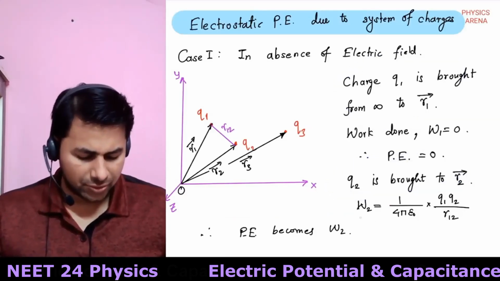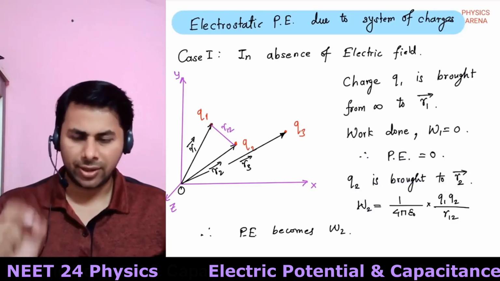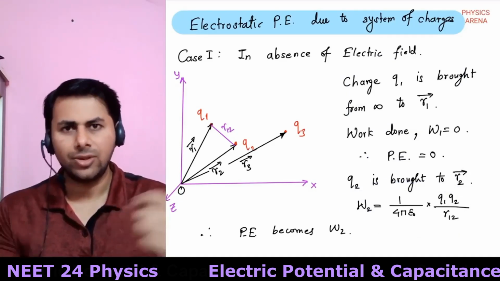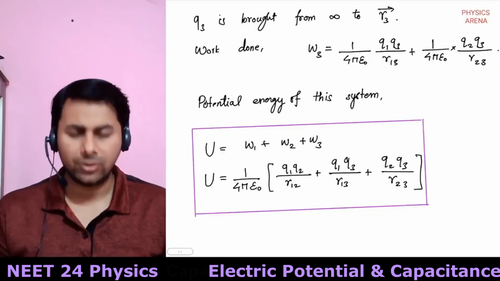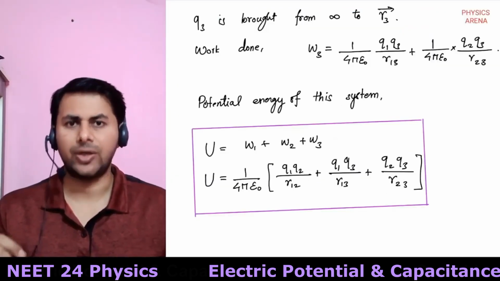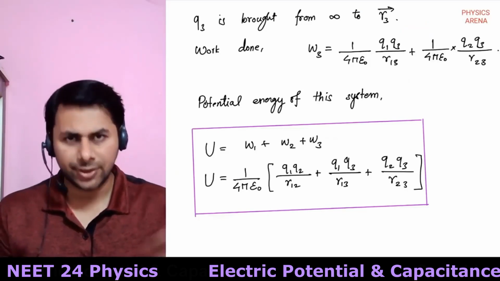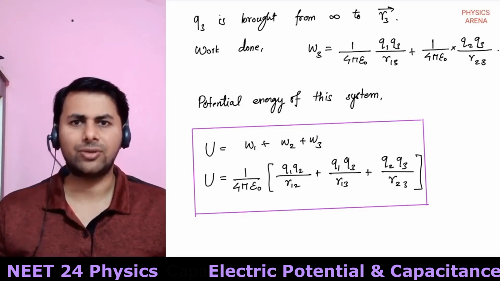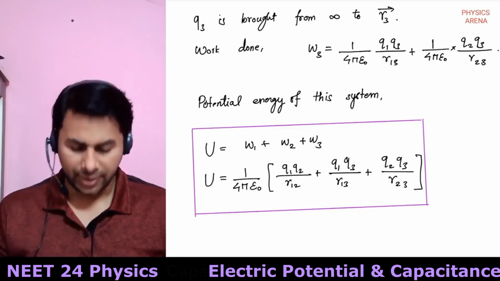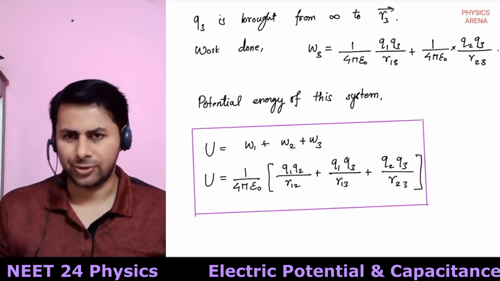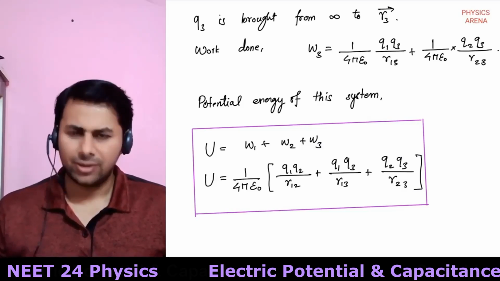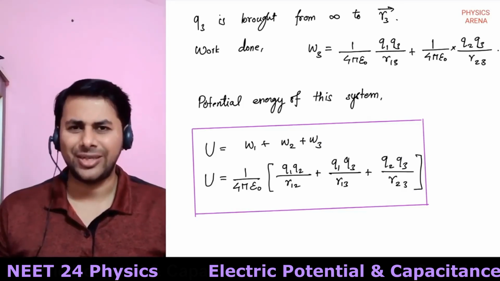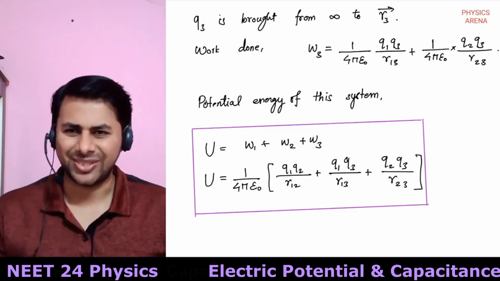To bring q2 you have to do this much work because there is already some charge q1 present. So in order to bring q2 you will have to do some work. Now you bring q3, so you have to do work against q1 and work against q2. You add all those works and you will get the potential energy of the system, right? So there is nothing difficult in this procedure. There are very few chances that there will be a question based upon this.